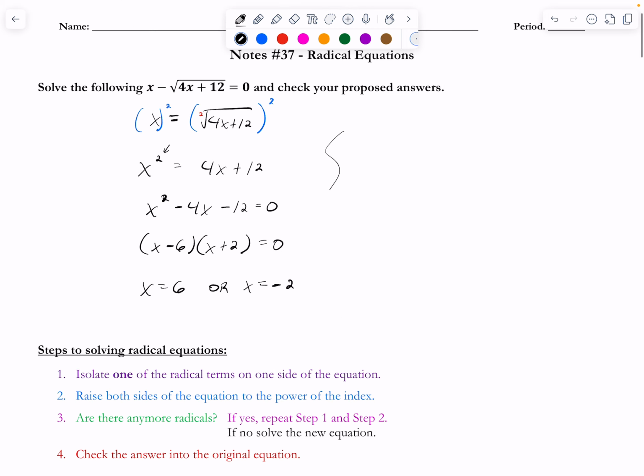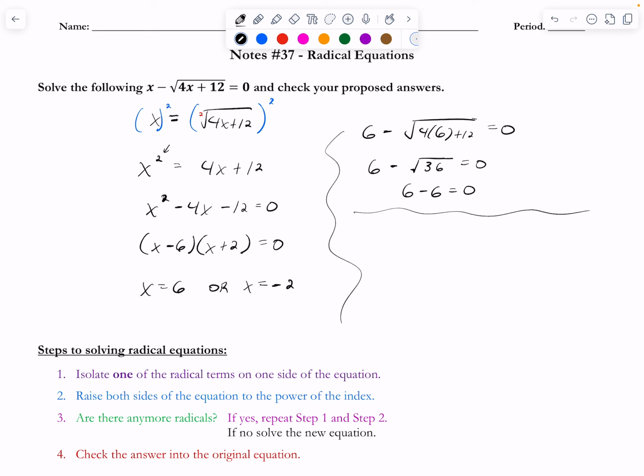Now I'm going to check these, right, to make sure they both work. I'll start with 6. So 6 minus the square root of 4 times 6 plus 12, and that whole thing should be 0. So in the radical, that's going to be 24 plus 12, which is 36. So 6 minus 6 is 0. That works. So this one definitely works.